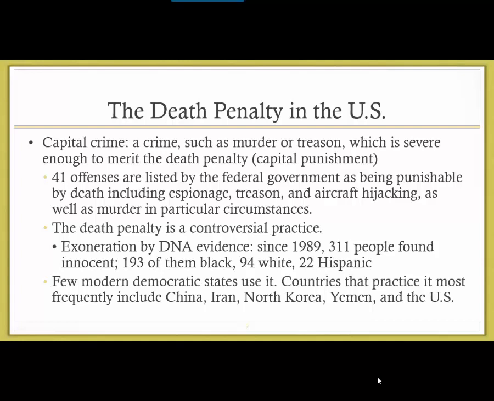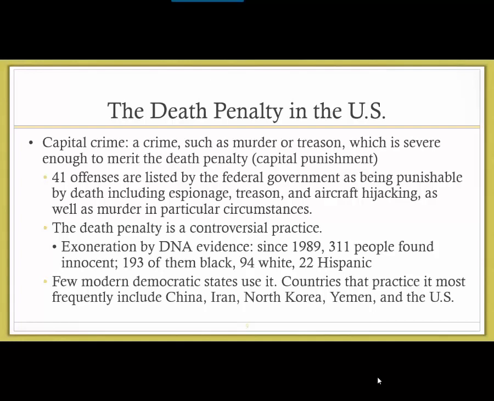But the death penalty, which we have had in America really since our onset, has become controversial over the last few decades. And at least one of the contributing factors to that controversy has been the role that exoneration by DNA evidence has played. As our DNA technologies have gotten better and stronger, since 1989, at least 311 people have been found innocent. And once again, we see a bit of a disparity there: 193 of them were black, 94 were white, and 22 were Hispanic.